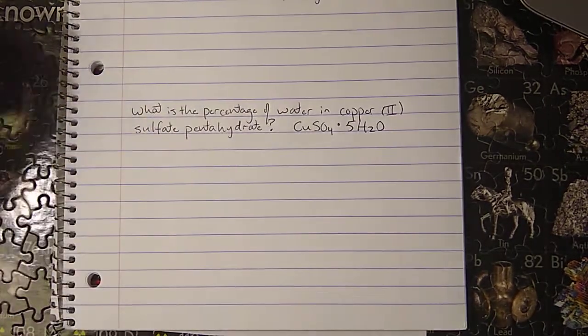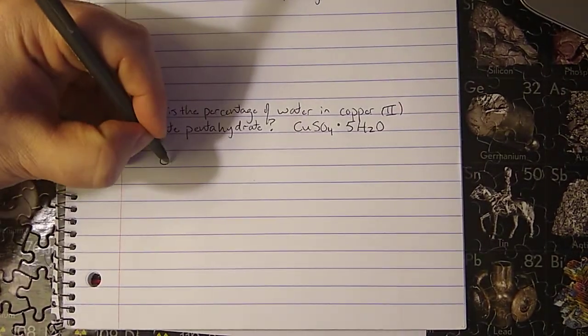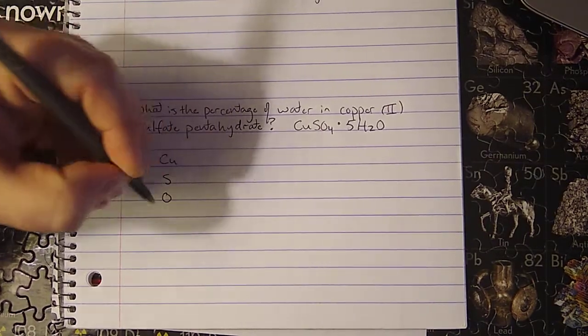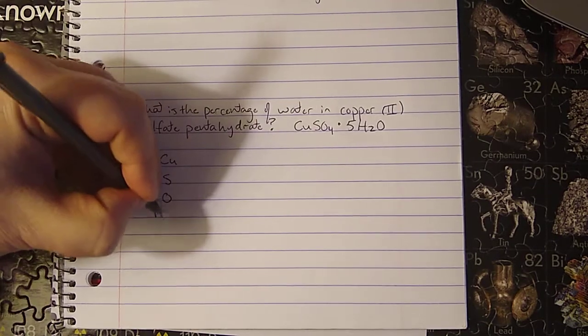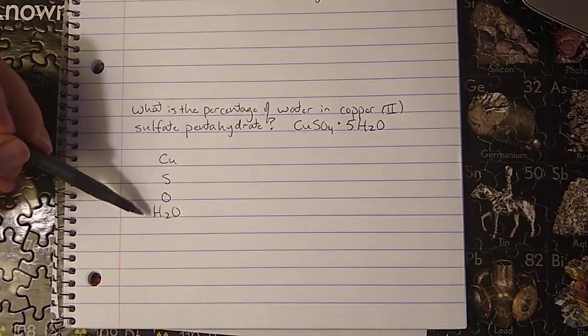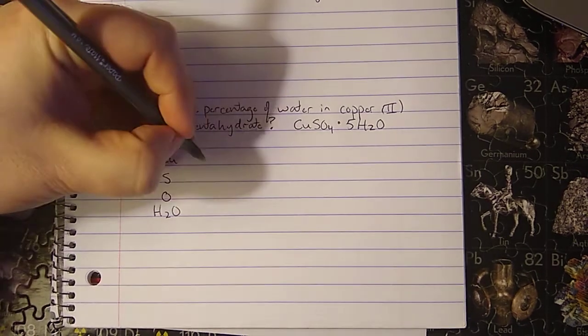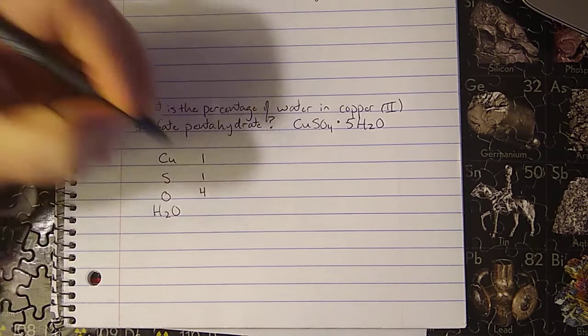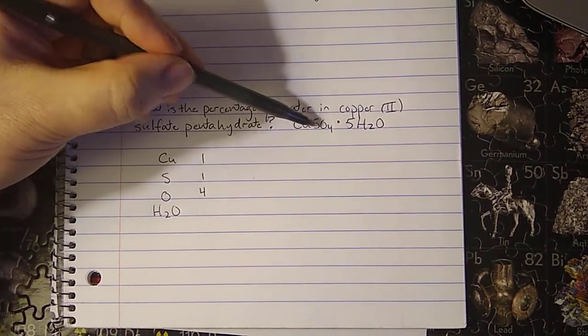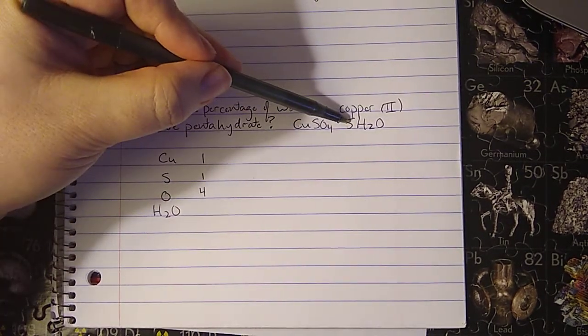So when we set up the problem, we do it the same way. However, since the question is asking for water, we're going to keep water together when we find the molar mass. Once again, try to find the molar mass of the compound: 1 copper, 1 sulfur, 4 oxygens in the ionic compound, and there are 5 waters.